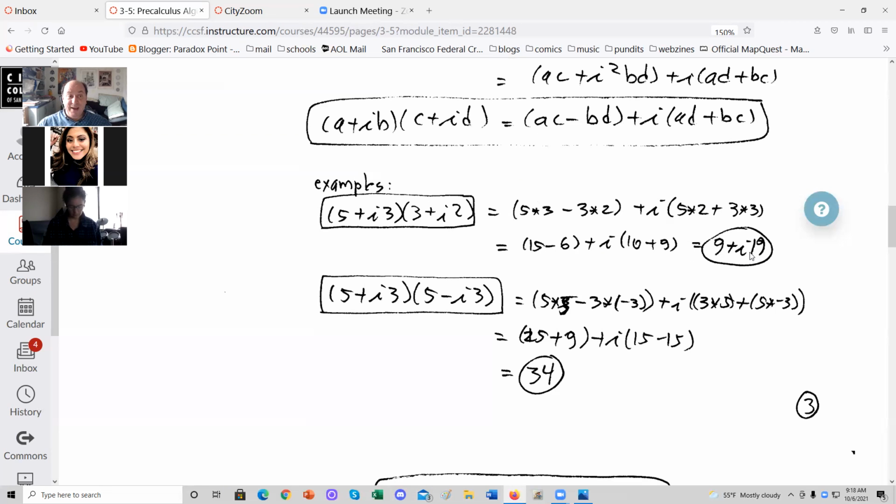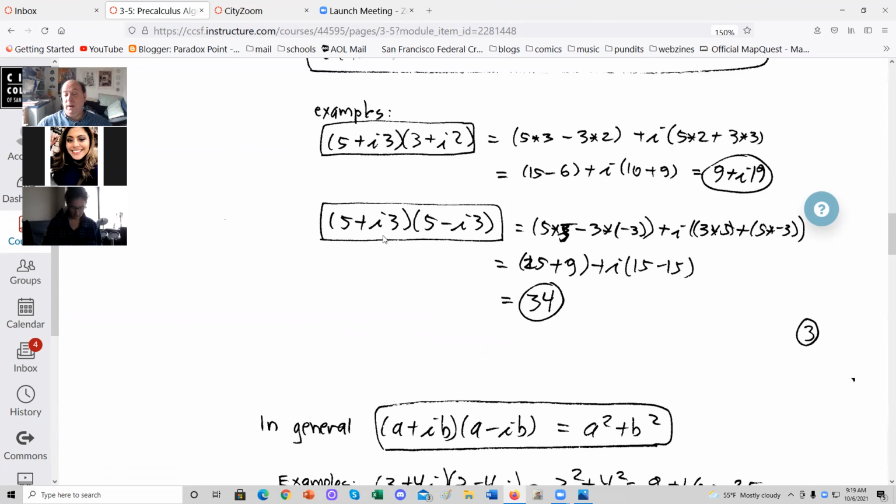Oh, by the way, a minor issue. Here I'm writing a plus ib. Sometimes the book will have it a plus bi. Either way, really. It's commutative. It doesn't really matter which order you write them. I prefer to put the i in front, however, because I consider i to be less like a number than like a sign, plus minus i.